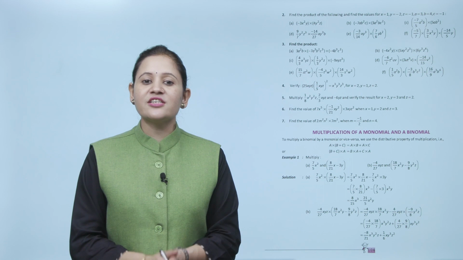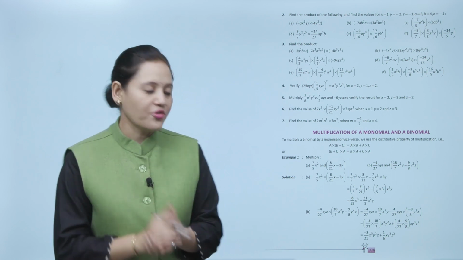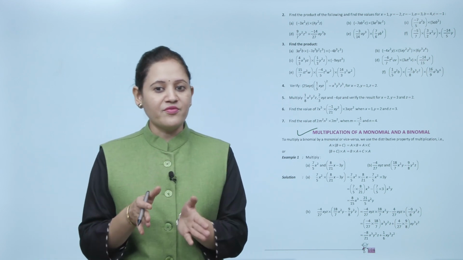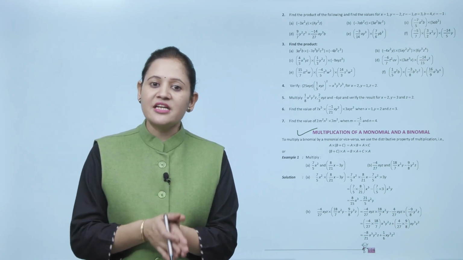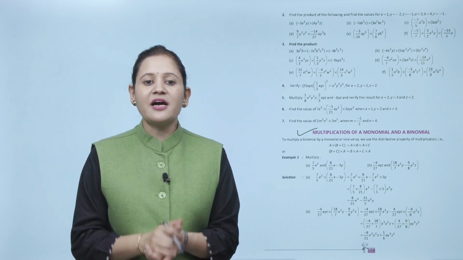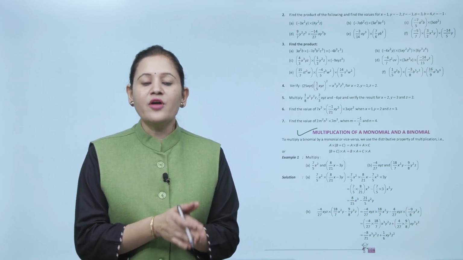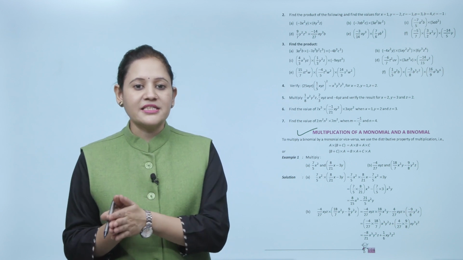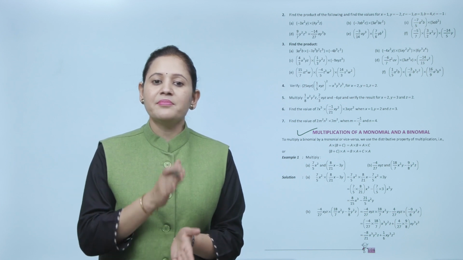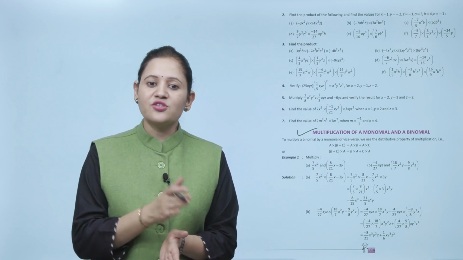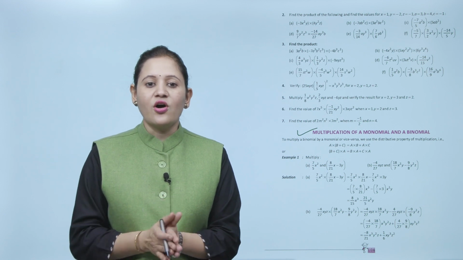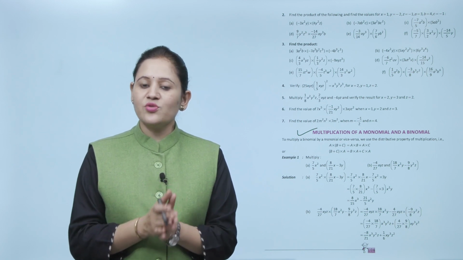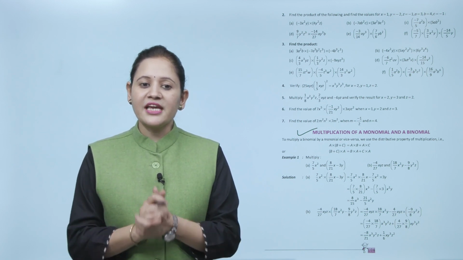Next is multiplication of a monomial and a binomial. Monomial means expression having one term and binomial means expression having two terms. So to multiply a binomial by a monomial or vice versa, we use the distributive property of multiplication. A multiplied by B plus C equals A into B plus A into C, or B plus C multiplied by A equals B into A plus C into A. Now we will take an example.